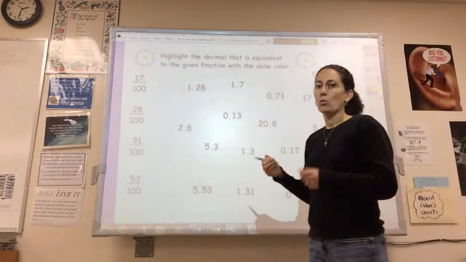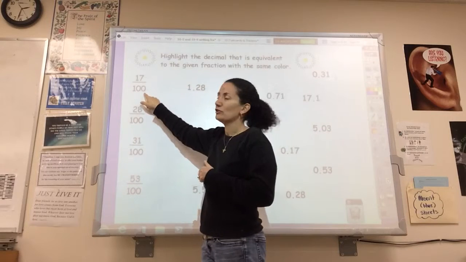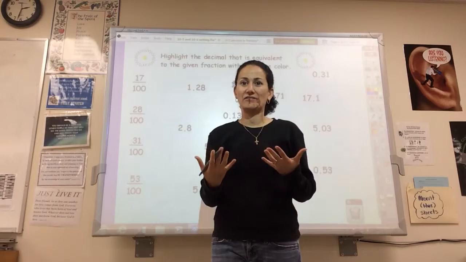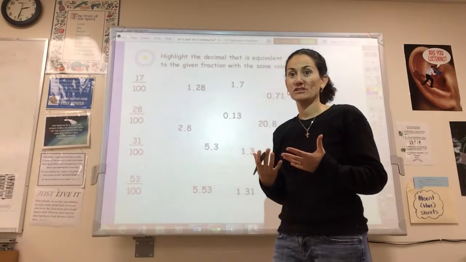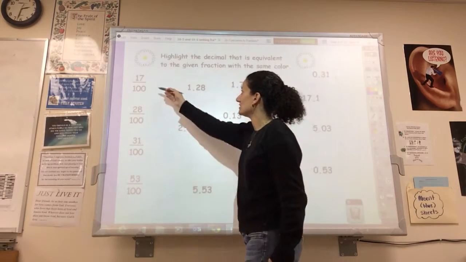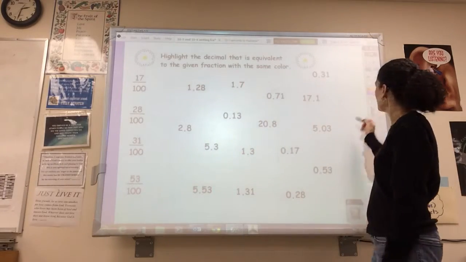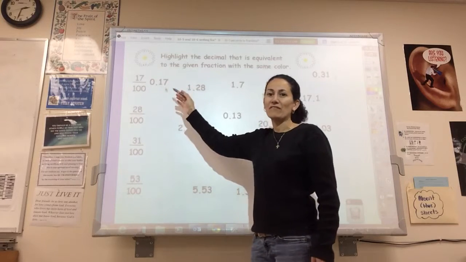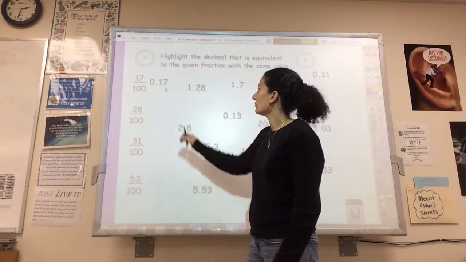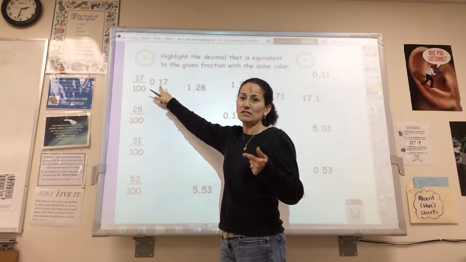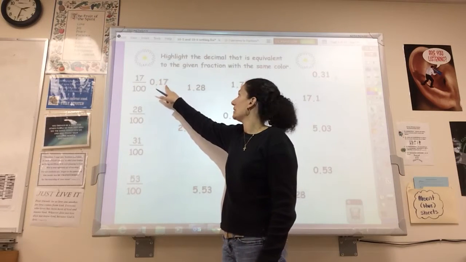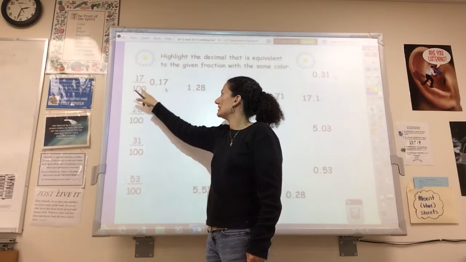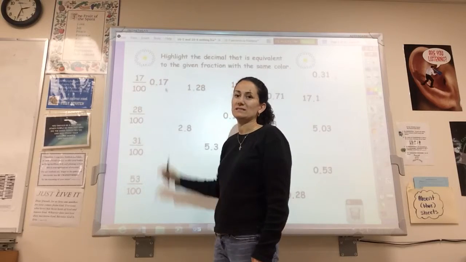If you have 100 on the bottom of your fraction, if 100 is the denominator, then that means you're dealing with hundredths. And we already know how to write hundredths as decimals. 17 hundredths, for example, would be written like this. A 17 with the 7 in the hundredths place. Remember, the place just to the right of the decimal is the tenths place, and the decimal place beyond that is the hundredths place. So 17 hundredths is just written as 0.17.